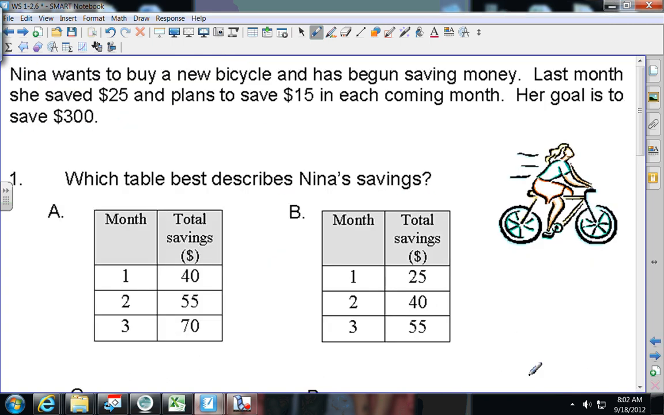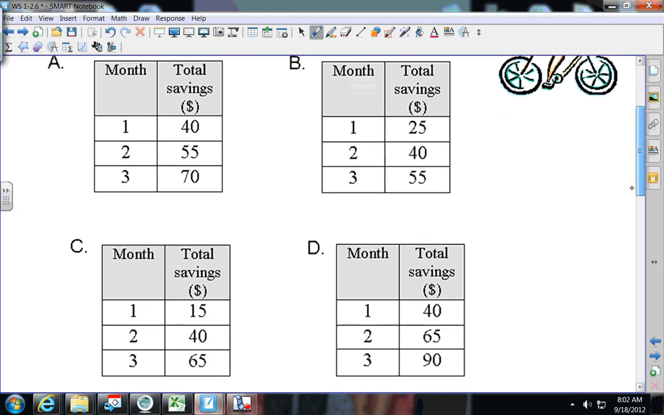The next one says Nina wants to buy a new bicycle and has begun saving money. Last month, she saved $25, and she plans to save $15 each coming month. Her goal is to save $300. It wants us to find the table that best describes the data. What does she do one time? How much does she first put in there the first time?